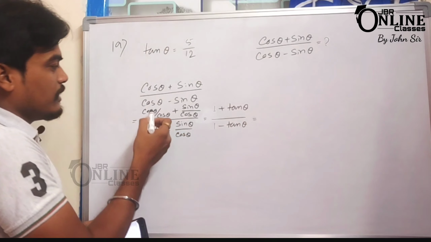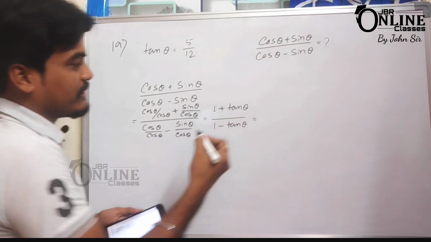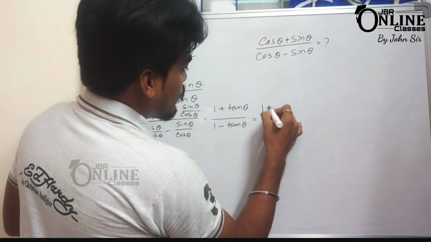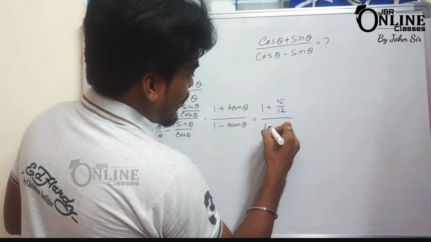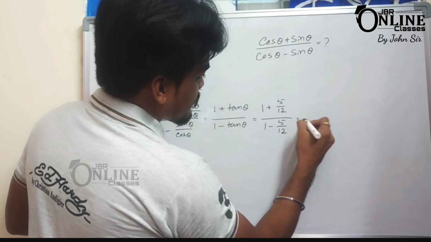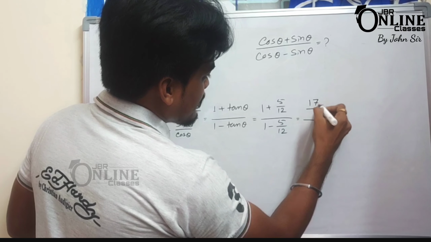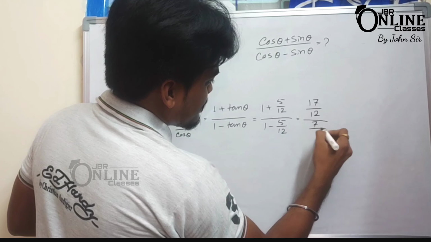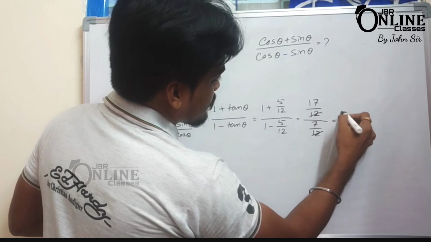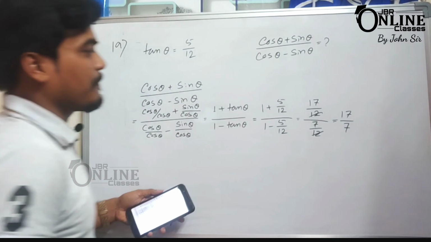All of you know that sin theta by cos theta equal to tan theta. So just put down the value: 1 plus 5 by 12 and 1 minus 5 by 12. So it will be 17 by 12 and 7 by 12. So that equal to 17 by 7.